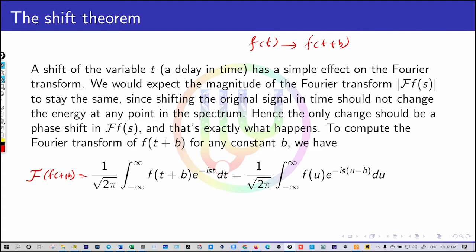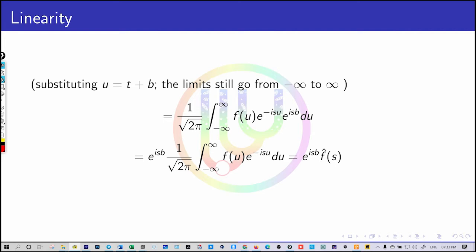Okay, now I substitute t plus b equal to u. Then what will be du? du will be dt, right? Because b is a constant. Then what will be t? If t plus b is equal to u, then t will be equal to u minus b. Okay, so we can write this as f of u e raised to minus i s into u minus b du. Okay, so now substituting this, as I said, u equal to t plus b എന്ന് substitute ചെയ്തു.